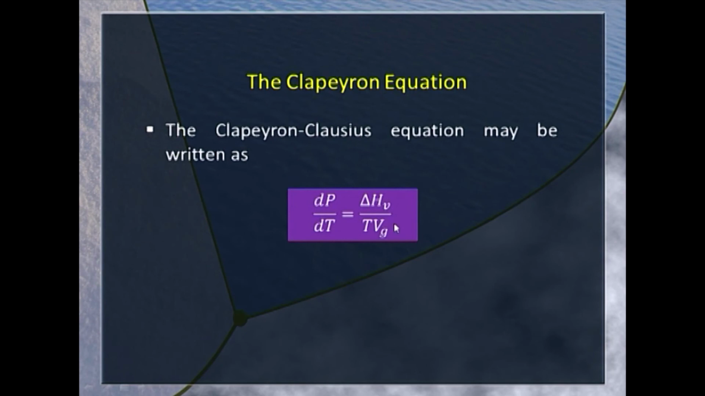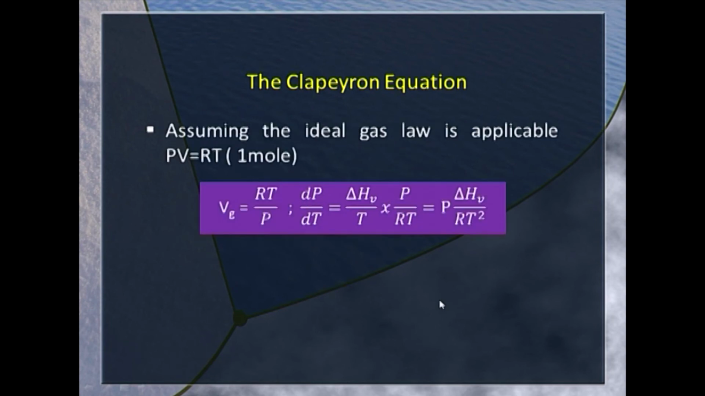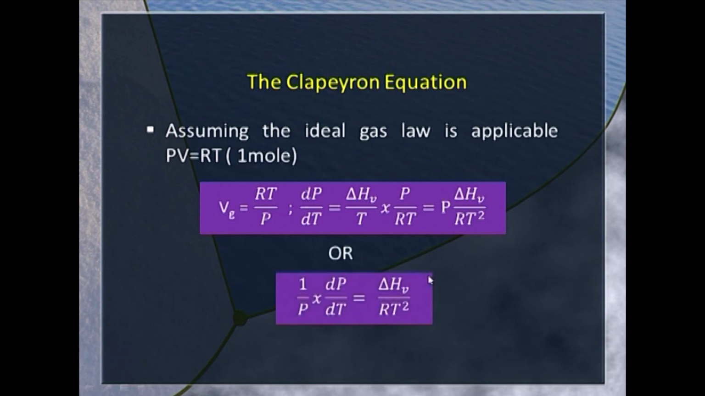and this is a modified form where the liquid term is removed from the denominator, and this can easily be integrated. We have to use the ideal gas expression where PV equals RT for 1 mole, and when we put these values here, V gas is RT by P, so dP by dT equals delta H_V, the molar heat of vaporization, by T, and the V gas is replaced by RT by P. So, it has to go in a reversible manner.